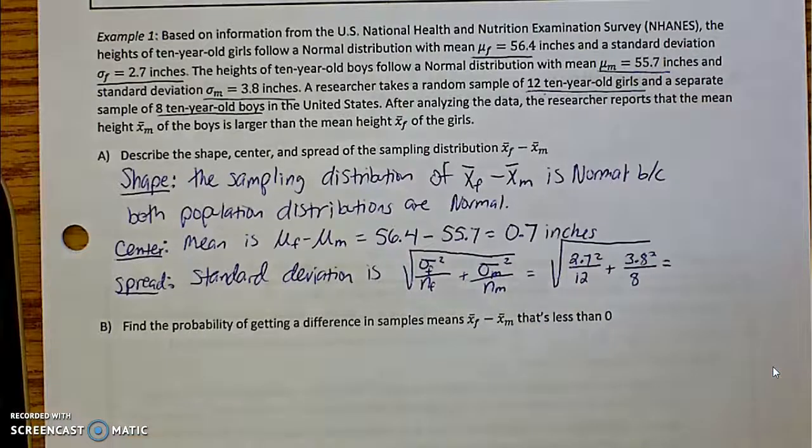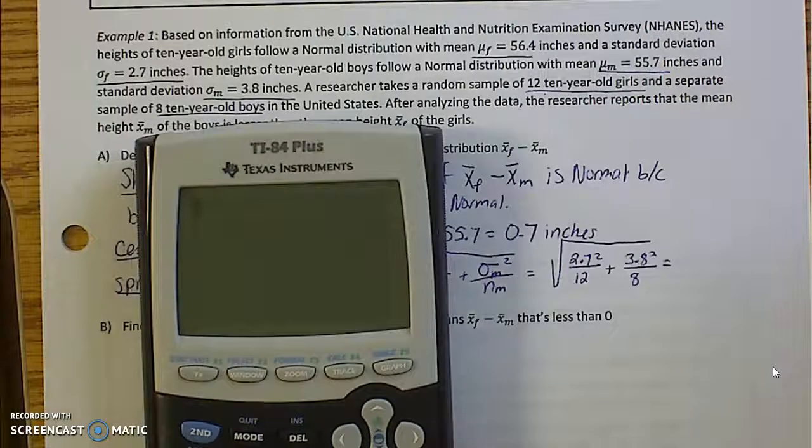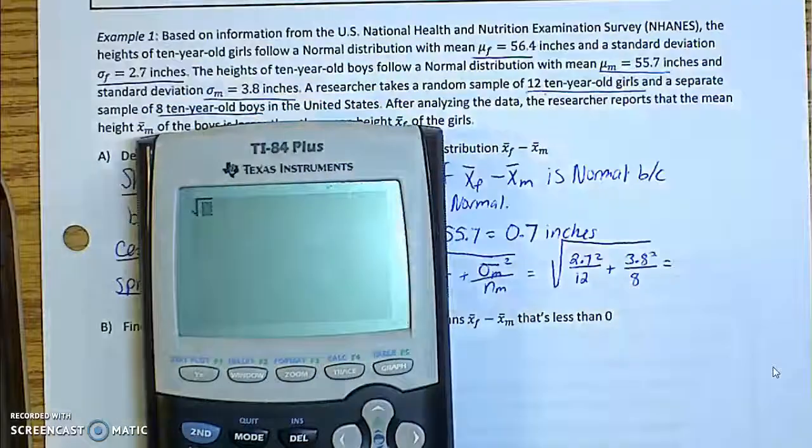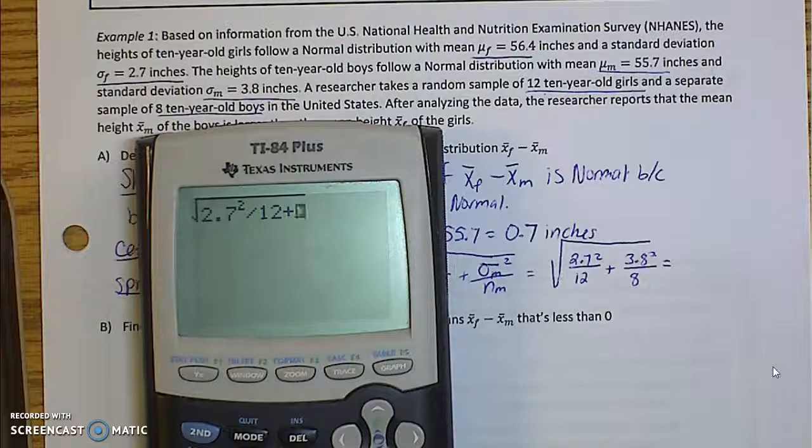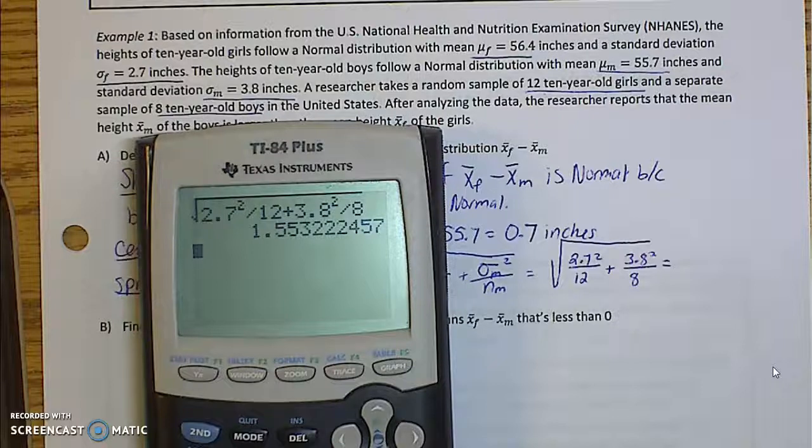Okay? So I would plug all that into my calculator. Here's my calculator, and I'm going to do it all in one step. Just be a little bit careful; my calculator might look a little bit different than yours, but that is okay. So 2.7 squared over 12 plus 3.8 squared over 8, and we get a standard deviation of about 1.55 inches.